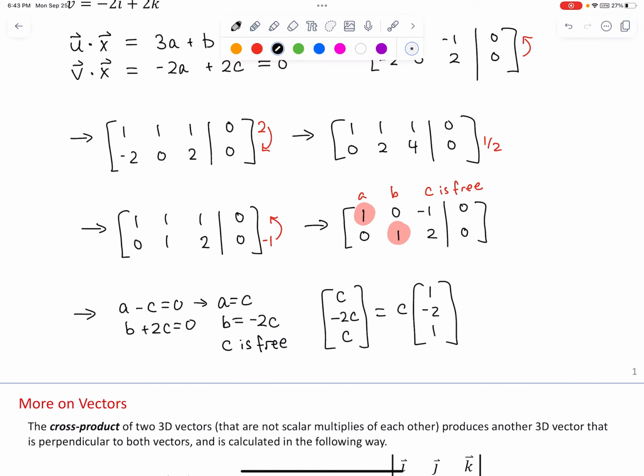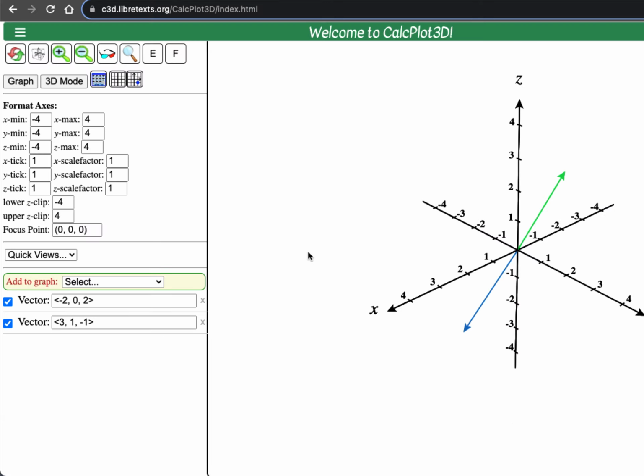So two specific examples, for example, if c is 1, here's one choice of a vector. Or we could let c be some other number like 2, and give this as an answer for a specific vector that is perpendicular to both u and v. Let's look at this with technology.